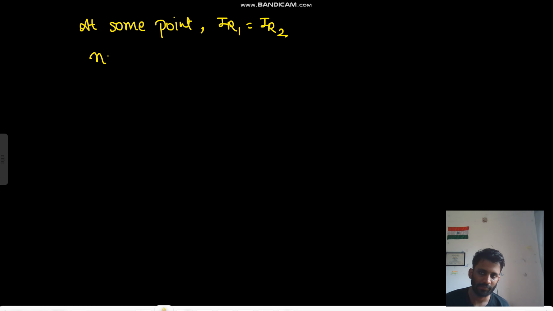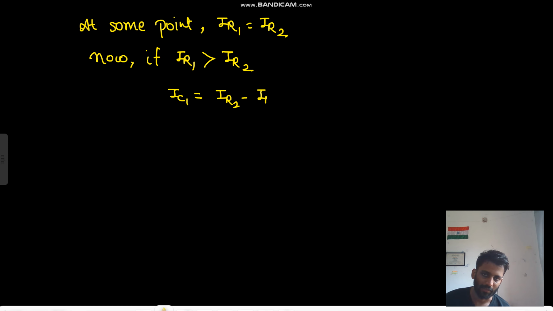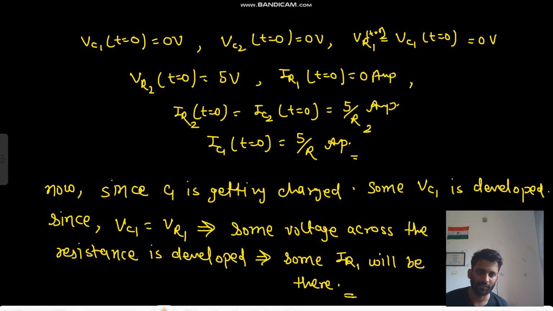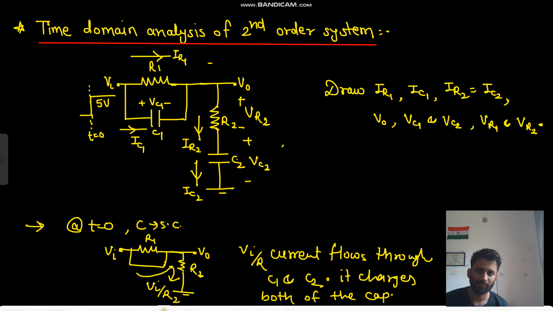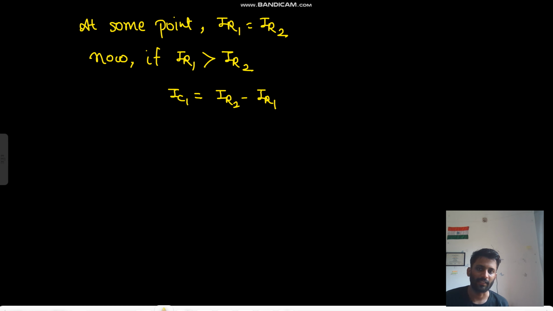Now if IR1 is more than IR2, what is IC1? Just see here, IC1 plus IR1 equals IR2. So your IC1 is IR2 minus IR1, right? So your IC1 is IR2 minus IR1.